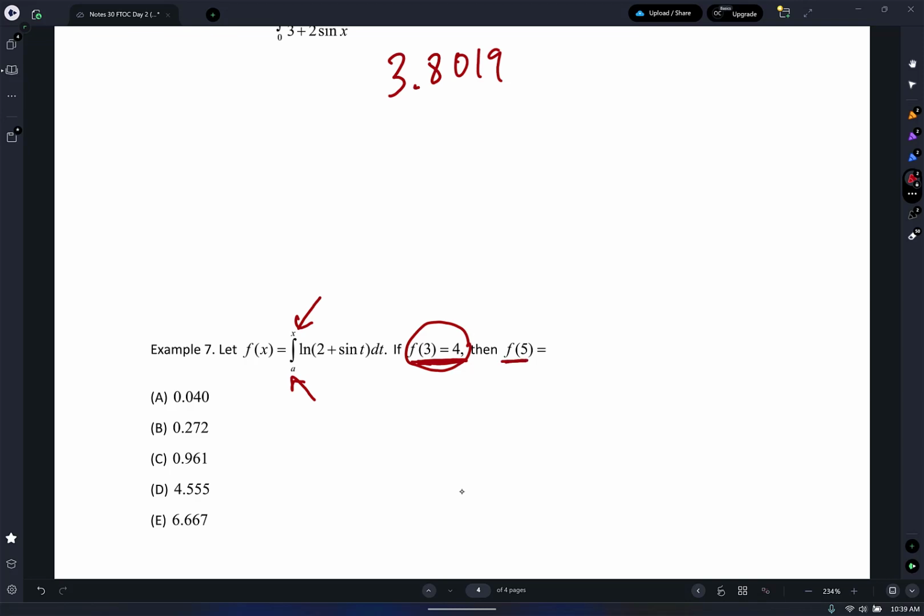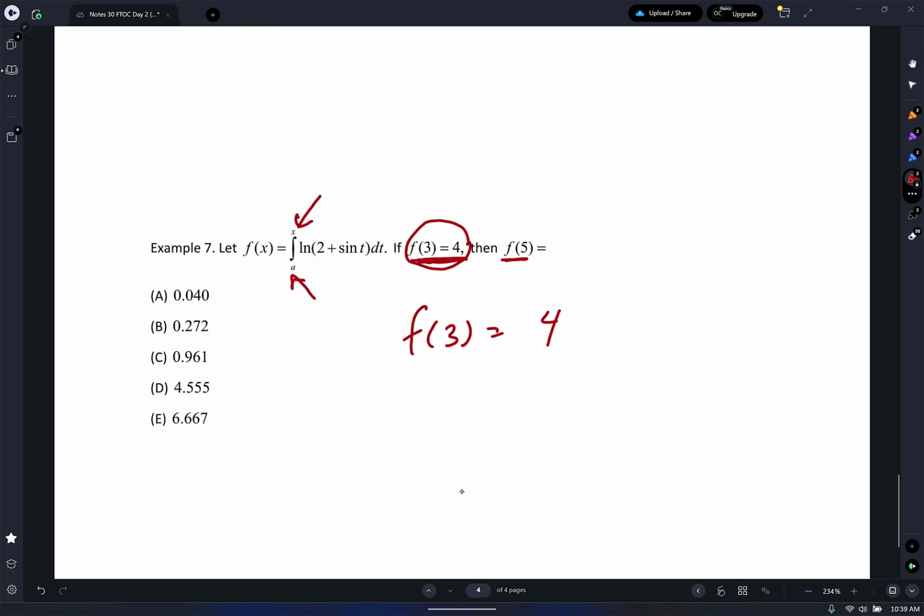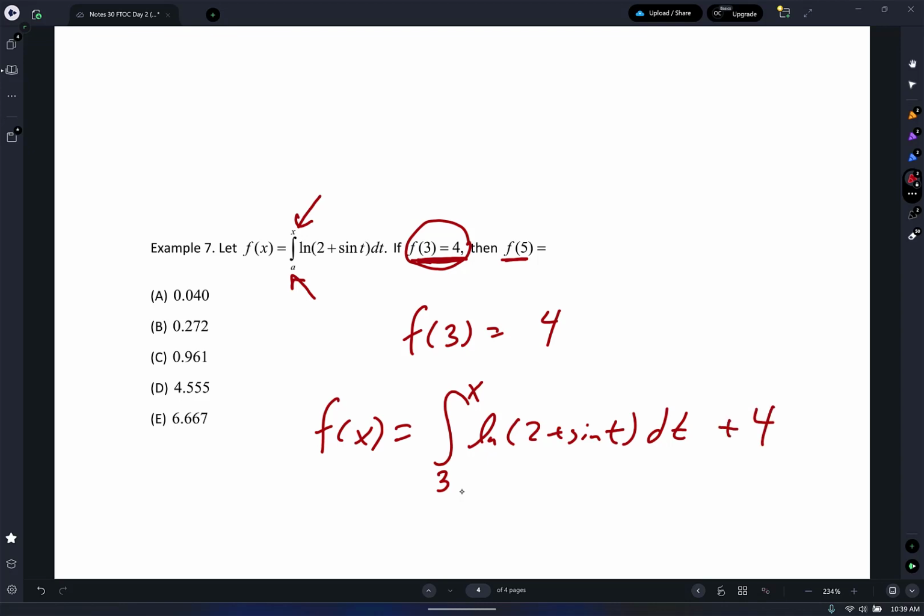So here's what you do. If f of 3 equals 4, then force that 4 like this. F of x equals the integral. I'm going to make my lower limit 3, and my upper limit still has to be an x because it says f of x there. ln of 2 plus sine t, and then close it with the dt. That ends that. And then on the outside, I put plus 4.